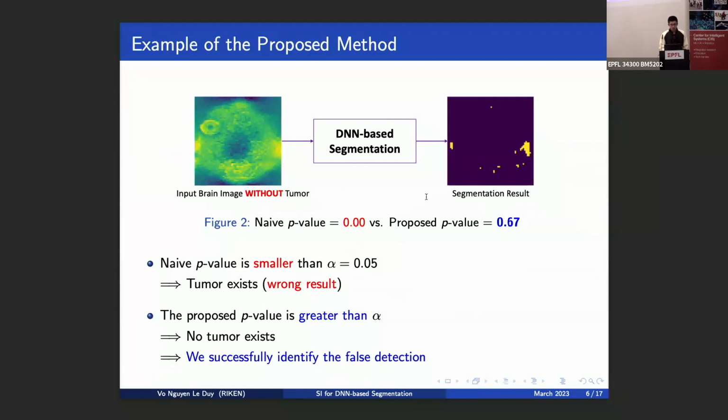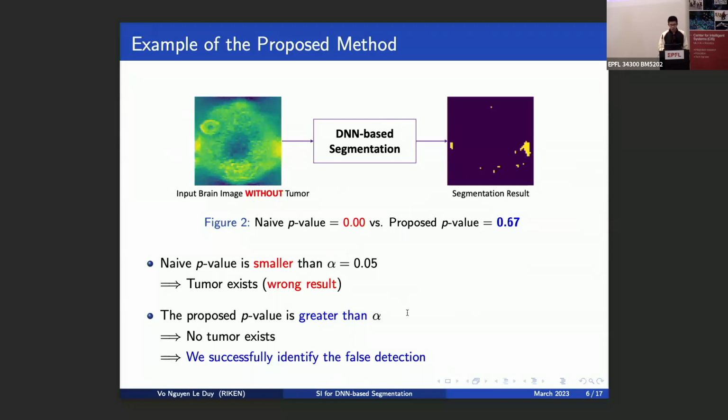But if we use the proposed p-value, the p-value is large. Large means that this p-value is greater than the significance level alpha, 0.05. So we say that this result was obtained because the image is corrupted by noise, and there is actually no tumor region in this image. So with the proposed p-value, we can successfully identify the false detection obtained from the DNN. Actually, I would say the proposed method is also not perfect.